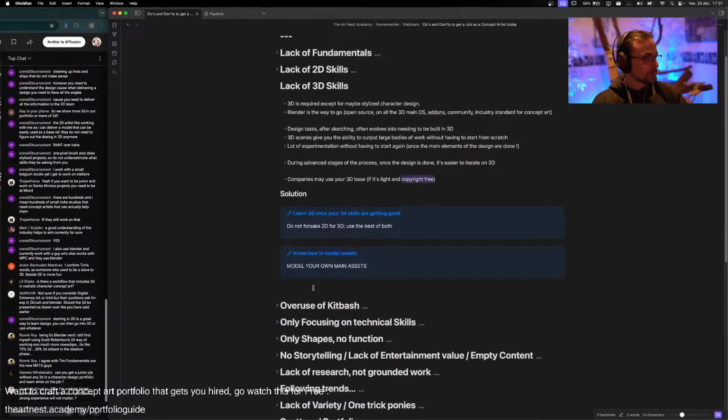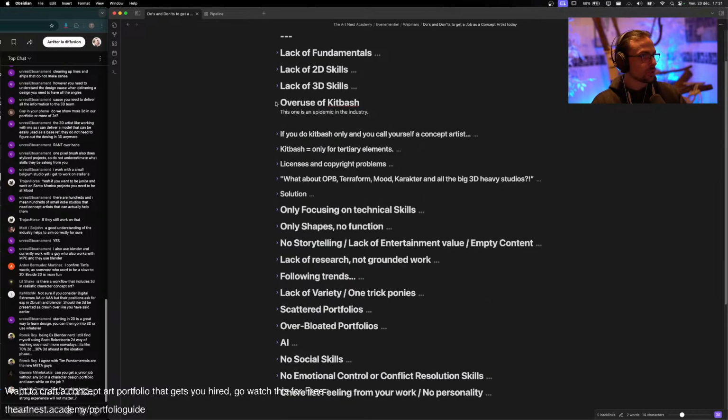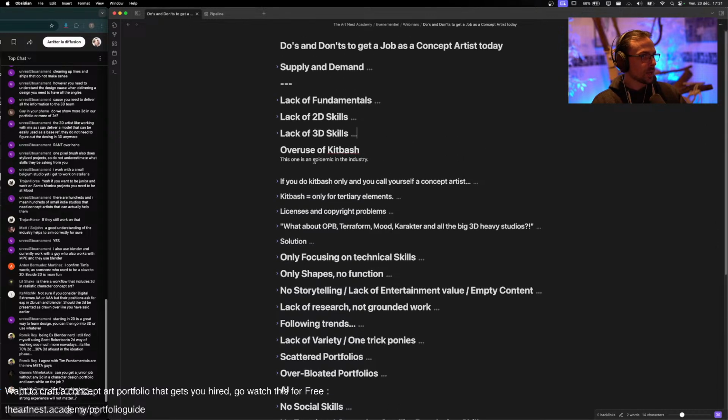And please, for the love of your career, model your own assets. It's going to be very important because the next deal breaker is overuse of kitbash. This is an absolute epidemic in the industry. And this has killed careers faster than the layoffs, faster than AI, faster than corporate greed. The community embracing kitbashing on ArtStation and thinking it's the norm has been one of the biggest detriments to aspiring artists trying to get a job.